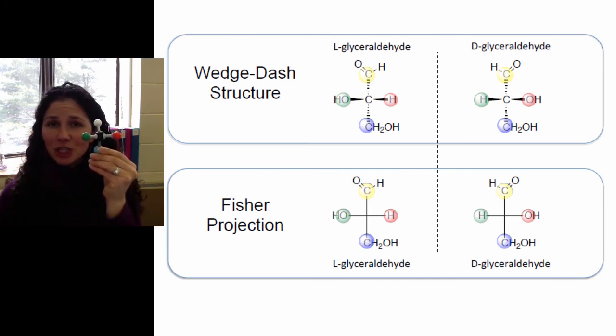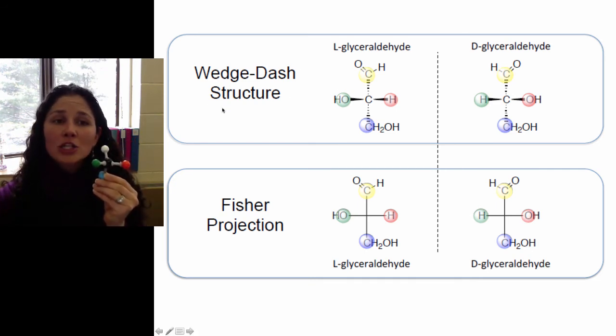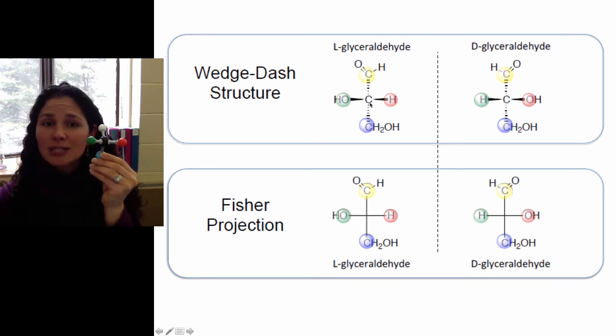In a Fisher projection, it's basically just a shortcut for drawing the wedges and dashes. If I ever ask you to draw a wedge and dash structure, I expect you to represent a tetrahedral carbon using this sort of notation. A Fisher projection is just a shorthand for this. It's just a cross of 2 lines.